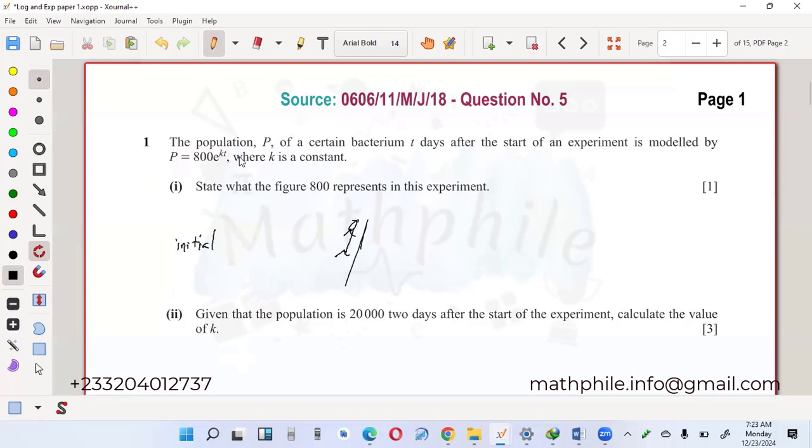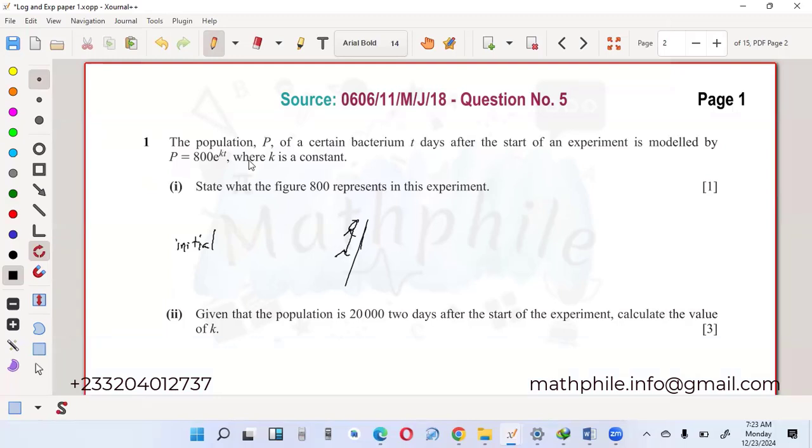Okay. So in this question, we're told that the population P of a certain bacterium T days after the start of an experiment is modeled by P is equal to 800 e raised to the power kt, where k is a constant. What the figure 800 represents in the experiment. Okay, so this will take us some observation to do, then we'll do a generalization. We're told that P is equal to 800 e raised to the power kt, right?